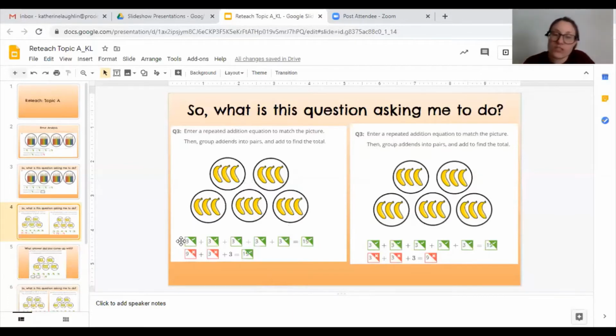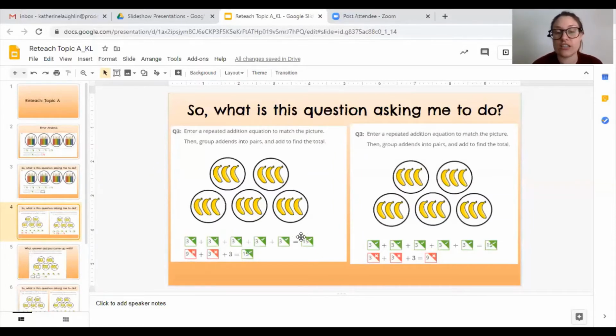One thing to note about these pictures, when they are asking you to fill in different ways to show it, your final answer is not going to change. So if you have 15 for an answer up here, it is not going to change down here. The total will not change. The way that you show the total might change. So that's the second part of the direction here. Then group the addends into pairs and add to find the total.